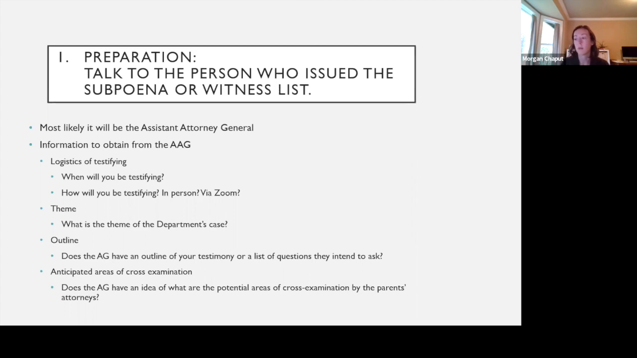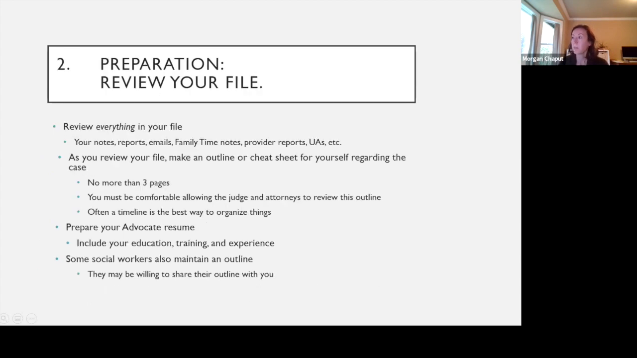Anticipated areas of cross-examination. Does the AAG have an idea of what the parents are going to cross-examine about? They know the case pretty well. You probably know the case better than they do, but they know the legal aspects of it. So they can give you some hints about what to expect in terms of cross-examination.